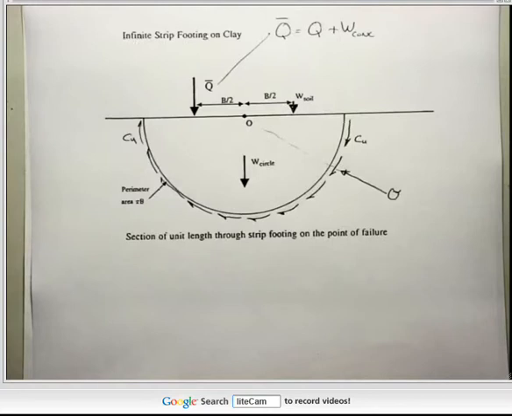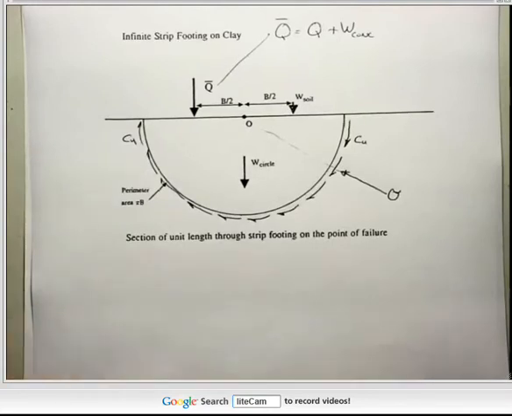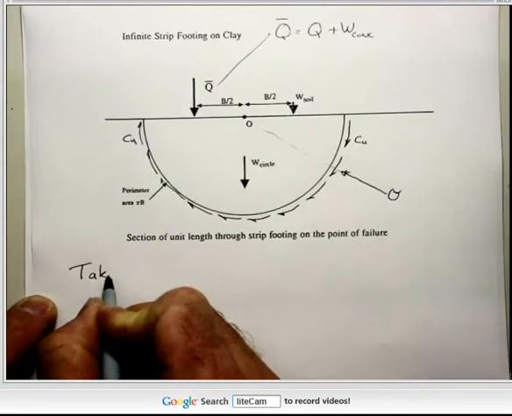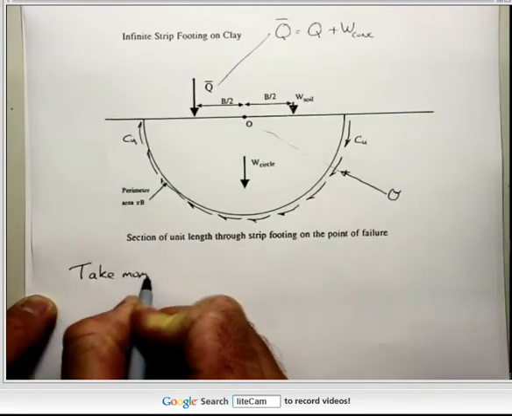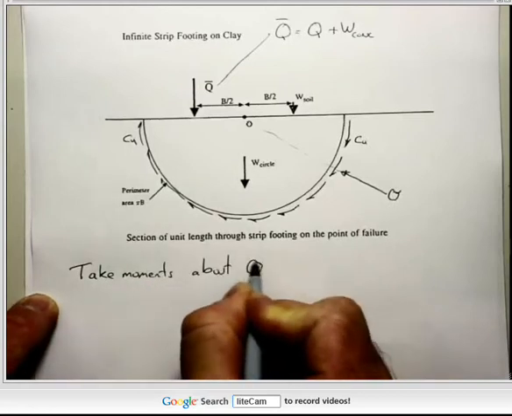So, now limit equilibrium, we're saying it's just about to fail. The mechanism has formed, but it hasn't moved yet. So we're going to take moments about O at this point. Take moments about O.